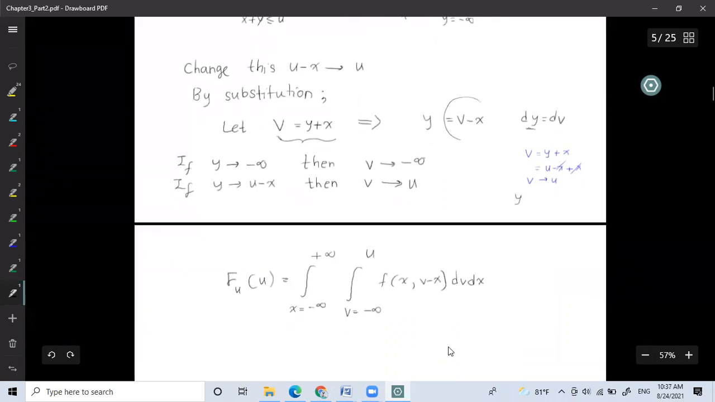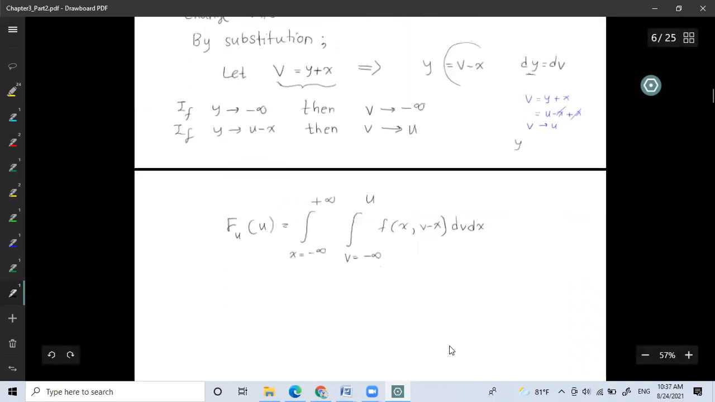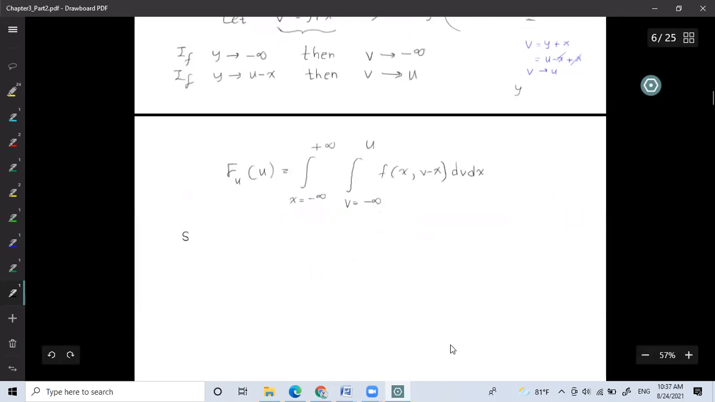Is that clear? How we changed the variable, how we changed y to the new variable v. So our limits are now very simple. So we are moving on to the last step, which is step 3.